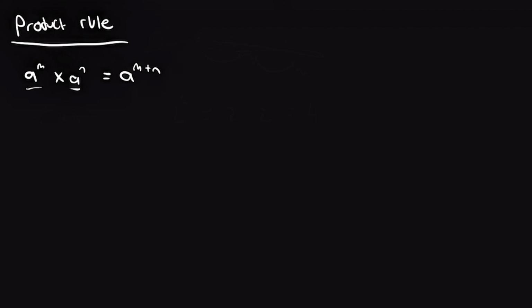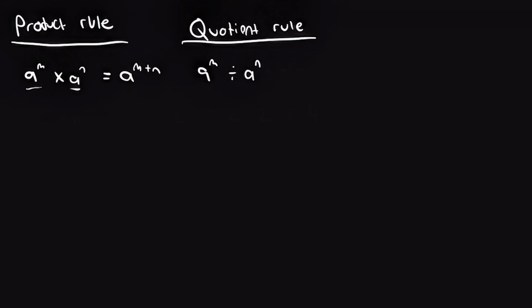Okay, then similarly, there's also called the quotient rule. So it's similar to the product rule. So you have a to the m, and instead, if you divide by a to the n, it's just equal to a to the m minus n. So you could see instead of a plus, it is a minus. And over here, you could just rewrite this as a to the m divided by a to the n in fraction form, which is the same thing.